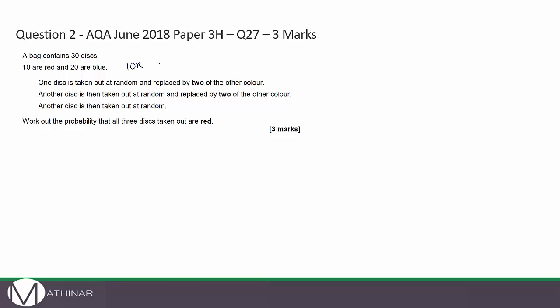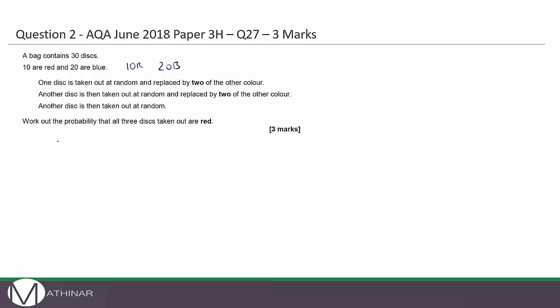10 red, 20 blue. One disc is taken out at random and replaced by 2 of the other colour. Another disc is taken out at random and replaced by 2 of the other colour. Another disc is taken out at random. Work out the probability that all 3 discs are red.